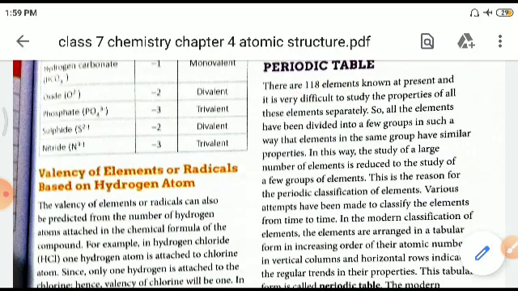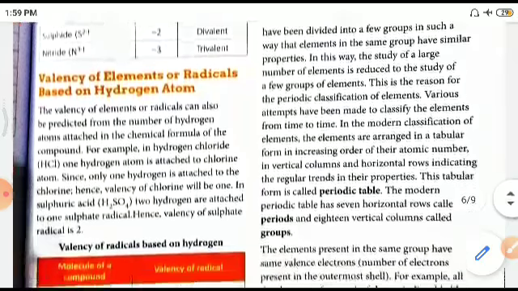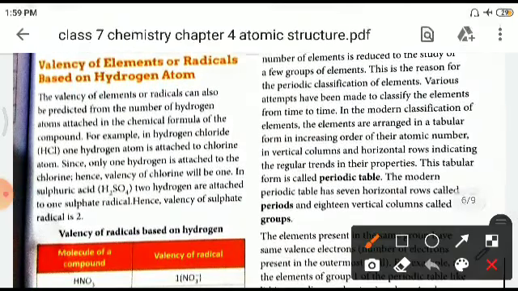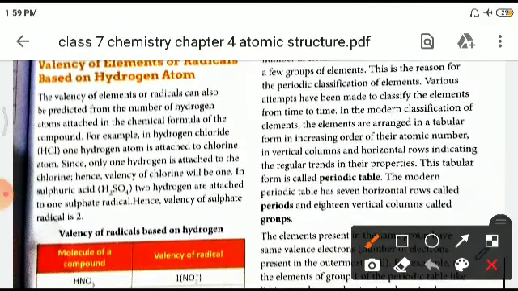Now, various attempts have been made to classify the elements from time to time. In the modern classification of elements, these elements are arranged in tabular form. So, you need to learn from here. In the modern classification, the elements are arranged in increasing order of their atomic number in vertical columns and horizontal rows, indicating the regular trends in their periodic properties.